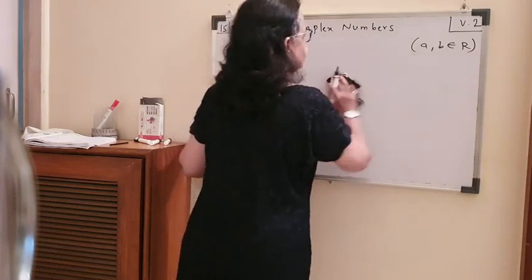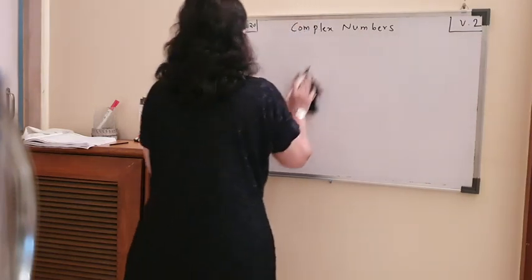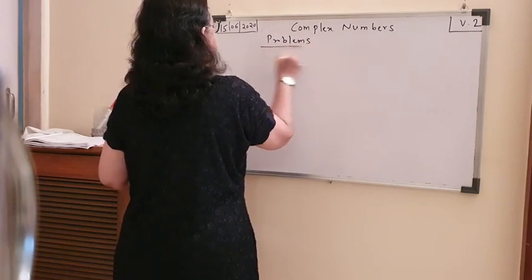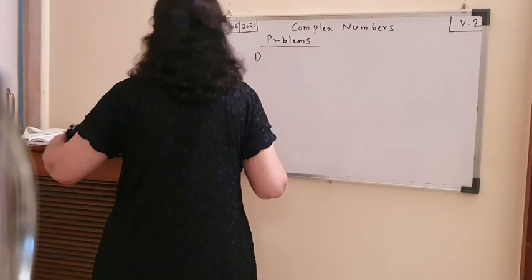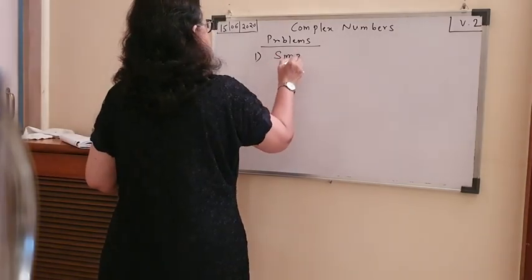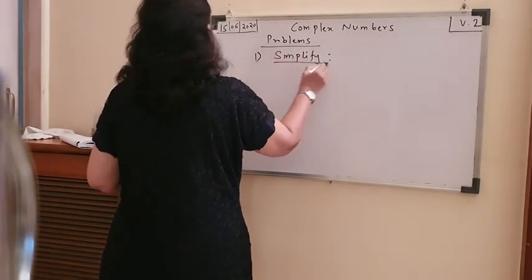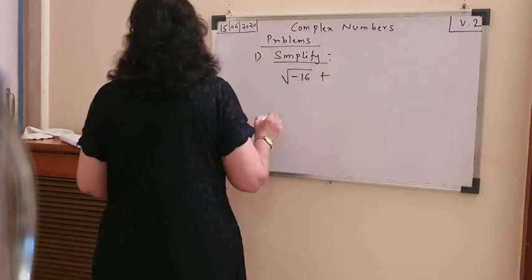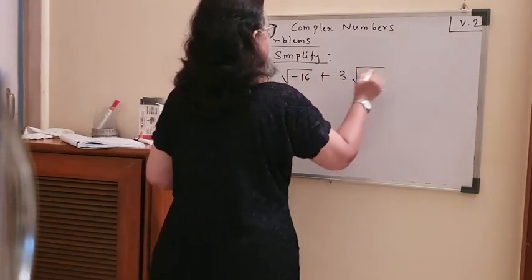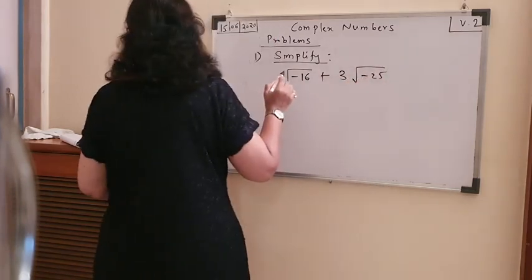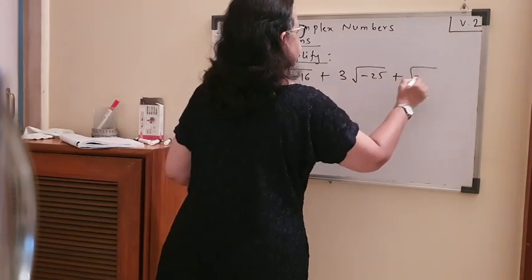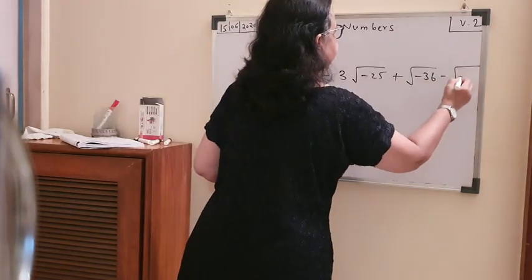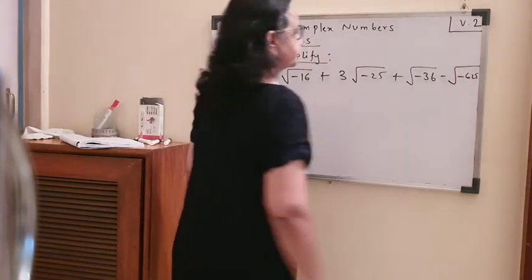Now I am going to do some problems, whatever ideas we have learned so far. So write problems. Question number 1, the first one. Simplify: under root of minus 16 plus 3 under root of minus 25 plus under root of minus 36 and minus under root of minus 625.